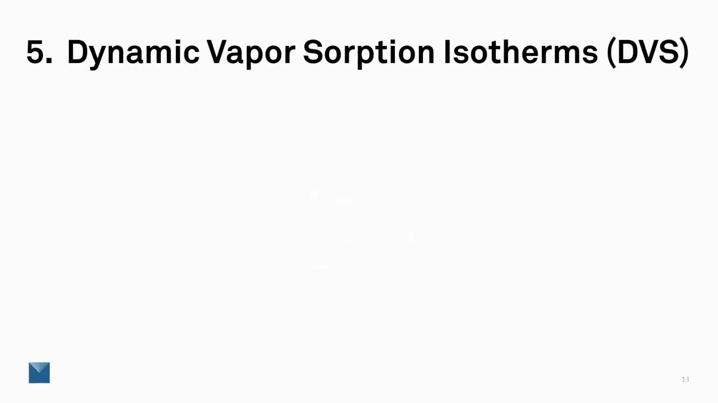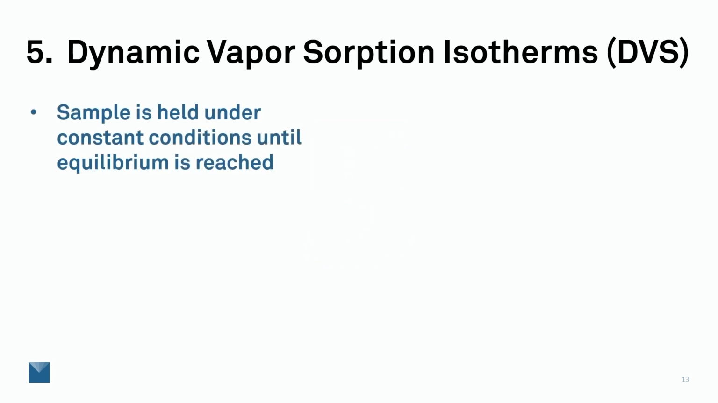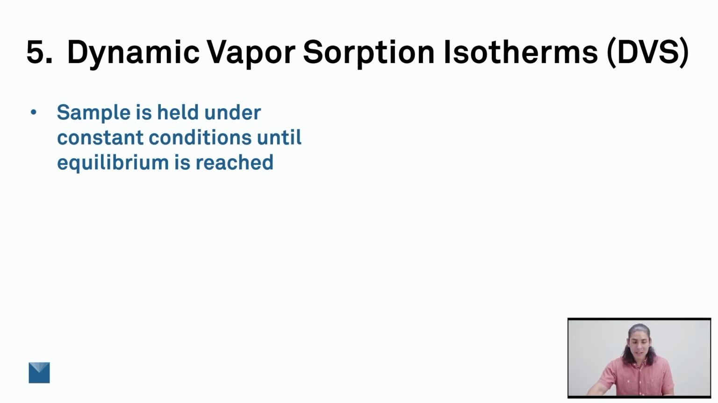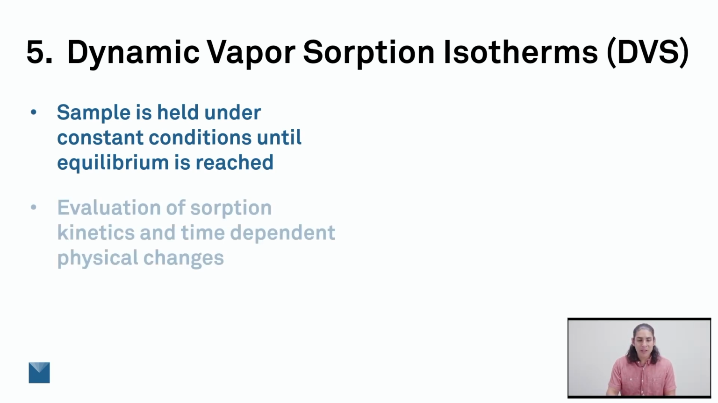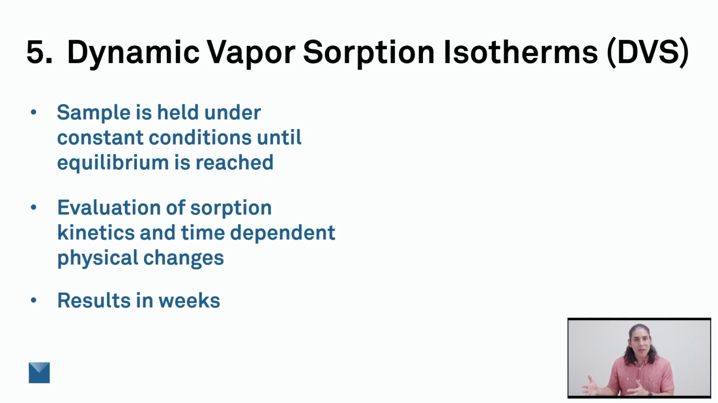The fifth fact about the AQUALAB VSA is that it also comes with that DVS, or that dynamic vapor sorption isotherm method. Now this is more of a classic method, maybe something that you're familiar with. This is where the sample is held under constant conditions until an equilibrium is reached. So this is really good for evaluating sorption kinetics or time-dependent physical changes, but it does take a little bit longer to collect this data, maybe several weeks depending on how many data points. So usually somewhere between 6 and 9 data points is what I've seen used for this method.